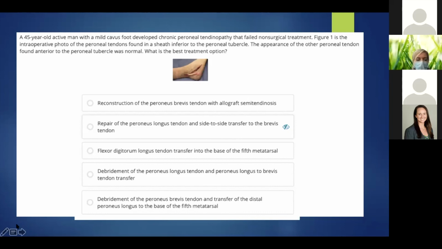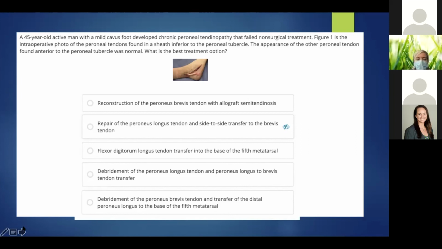Will, you're muted if you are talking. Oh, really? Oh, sorry. I said brevis. So brevis is that dorsal or plantar? The brevis is superior, longus is inferior. So I guess it's superior, right? Right. So brevis attaches to where? The base of the fifth. Exactly. And where does longus attach? It goes plantar, basically. Yeah, exactly.